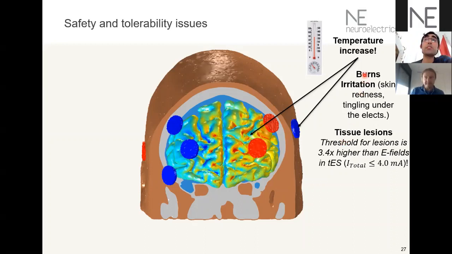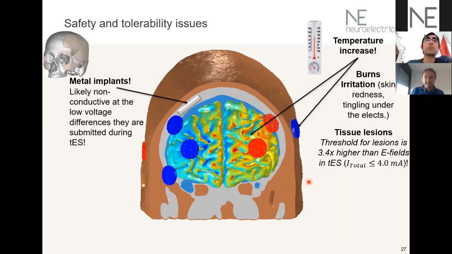And there's also a possibility for generation of lesions in the brain for very high current values. This has been described in animal studies, but this isn't a real threat for humans because the threshold to induce such lesions in animals is 3 times higher than the electric fields that we're generating in humans. So we're working well within safety margins here.